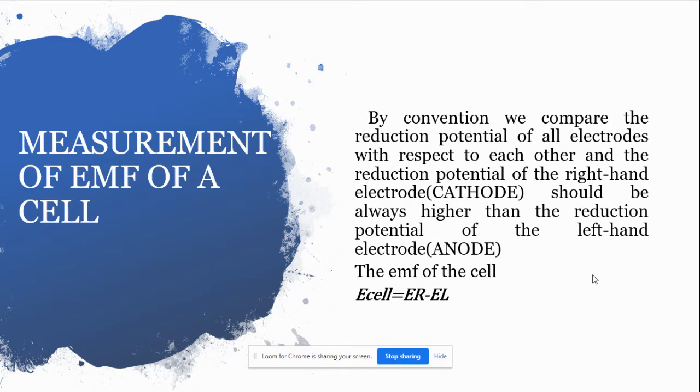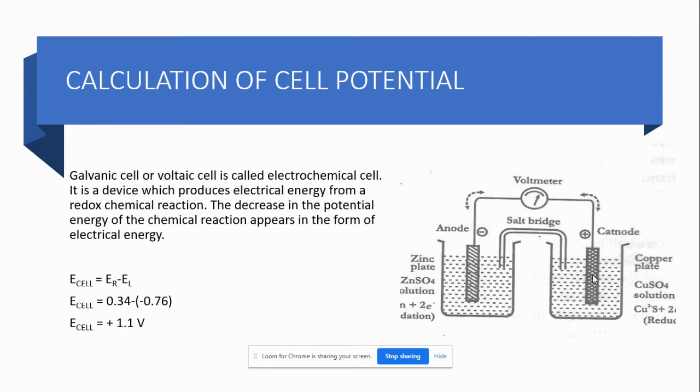By convention, we compare the reduction potential of all electrodes with respect to each other, and the reduction potential of the right-hand electrode, that is the cathode, should always be higher than that of the left-hand electrode, that is the anode. So, the EMF of the cell is represented by E cell is equal to E right-hand side minus E left-hand side. Considering a galvanic cell as an example, the anode is zinc and the cathode is copper.